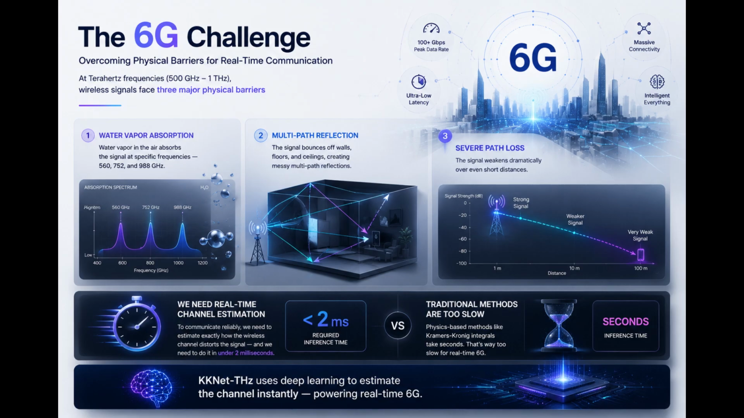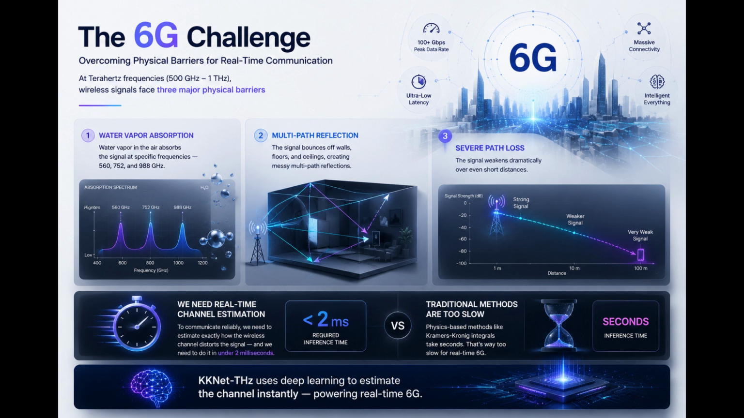At these frequencies, the wireless signal gets destroyed by three things. First, water vapor in the air literally absorbs the signal at specific frequencies, 560, 752, and 988 GHz. Second, the signal bounces off walls, floors, and ceilings, creating messy multipath reflections. And third, the signal weakens dramatically over even short distances.